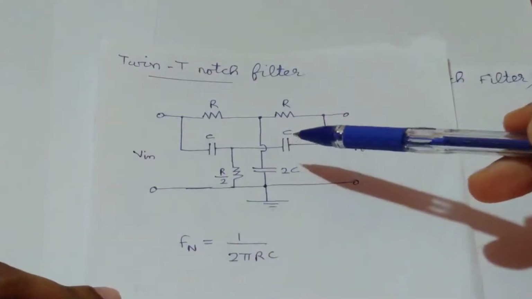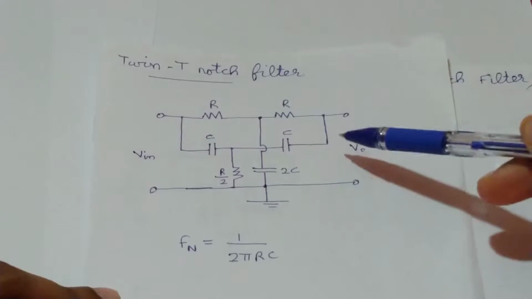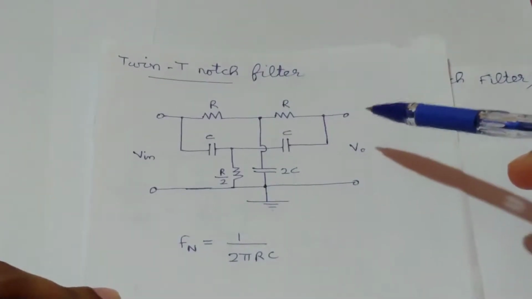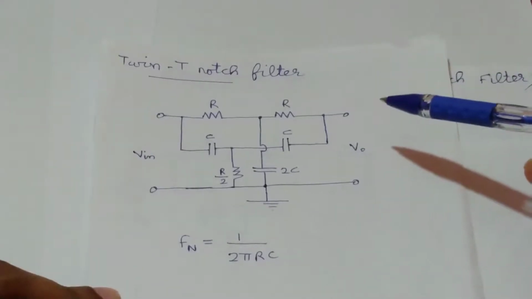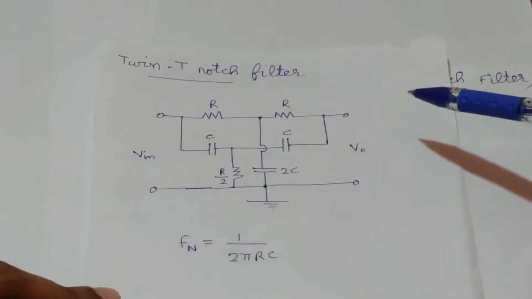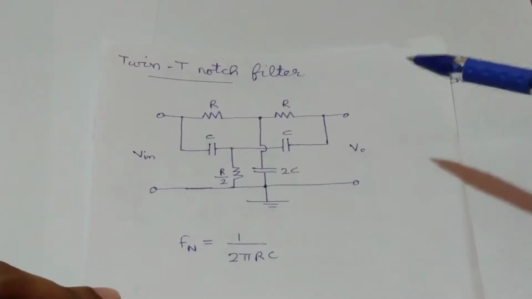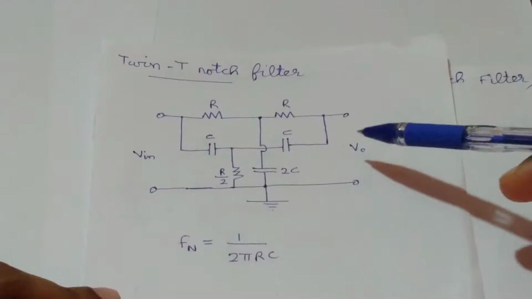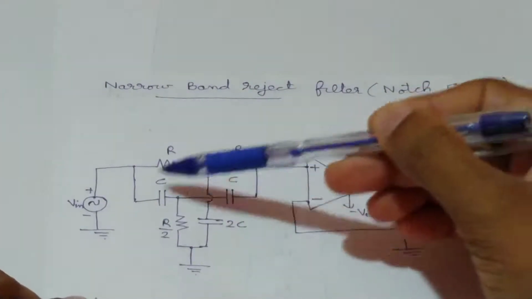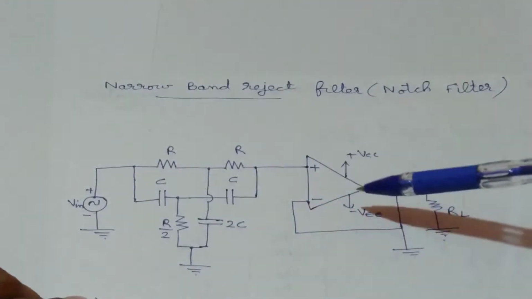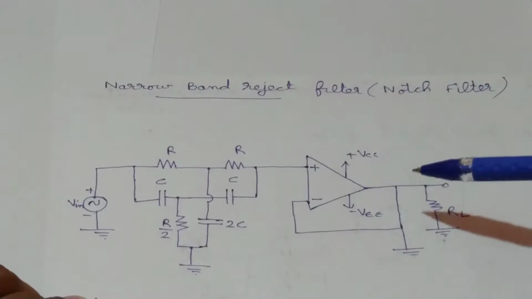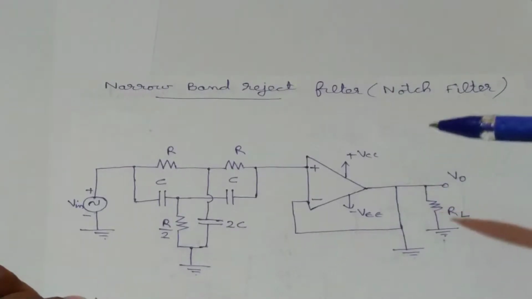But the twin T network has a relatively low figure of merit, or relatively low Q value, and the Q value of this filter can be increased significantly if it is used with a voltage follower circuit. Let's now consider that circuit. Here we can see this is our twin T network and it is used with this voltage follower circuit to improve the figure of merit, or its Q value.